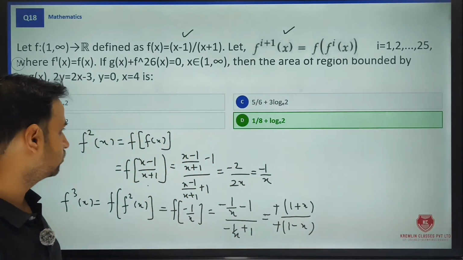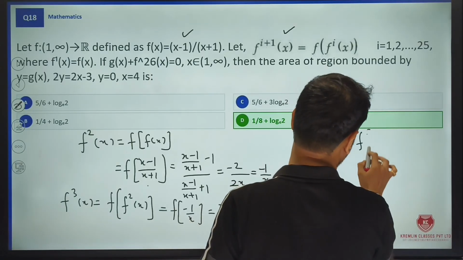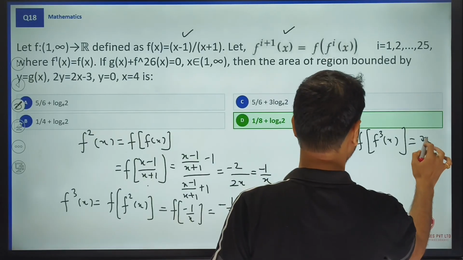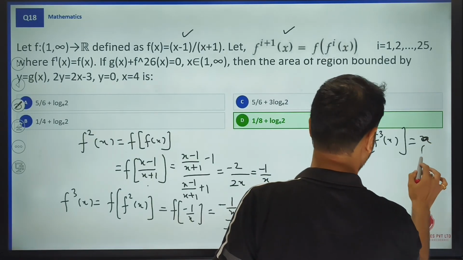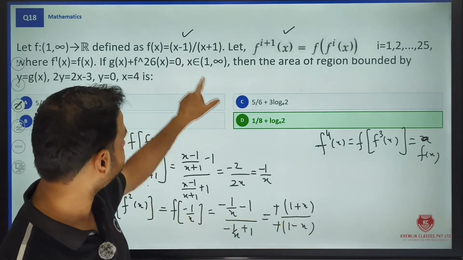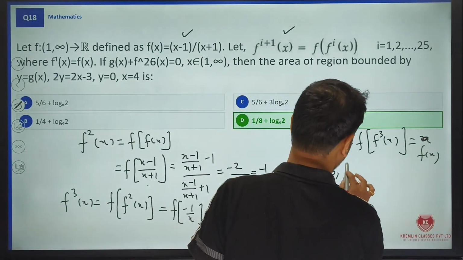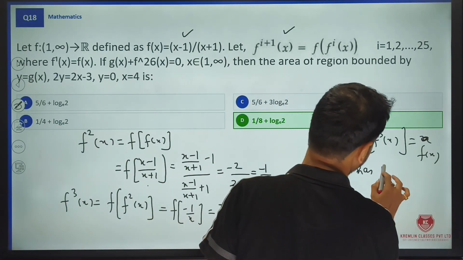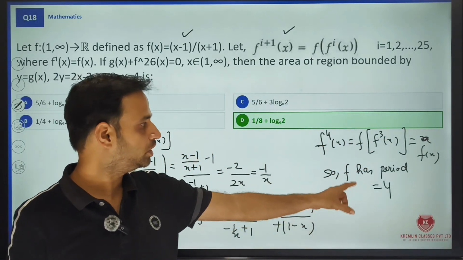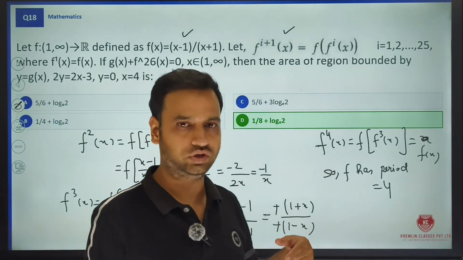Okay. When we find f4(x), this is f of f3(x). So we see that it will be again f(x). When we put x plus 1 upon x minus 1, it will come out as f(x). So f has period equal to 4. The period of f(x) is 4, which means it will repeat after every 4 cycles. We came to know this.